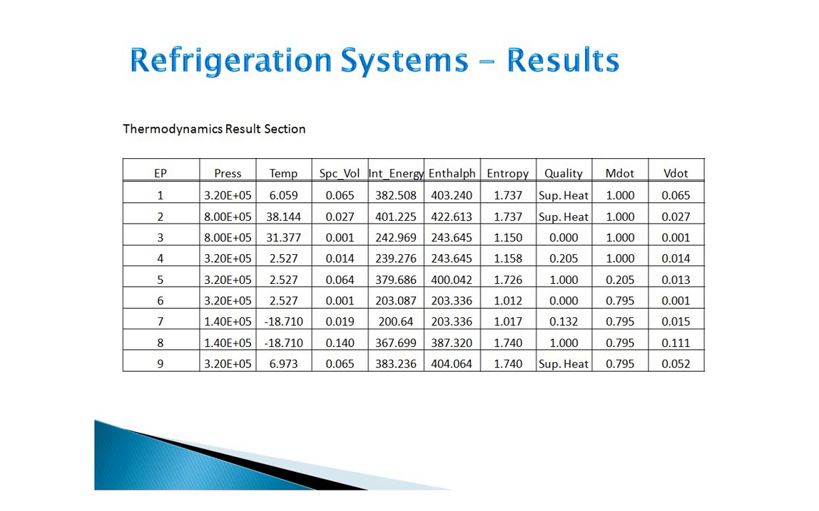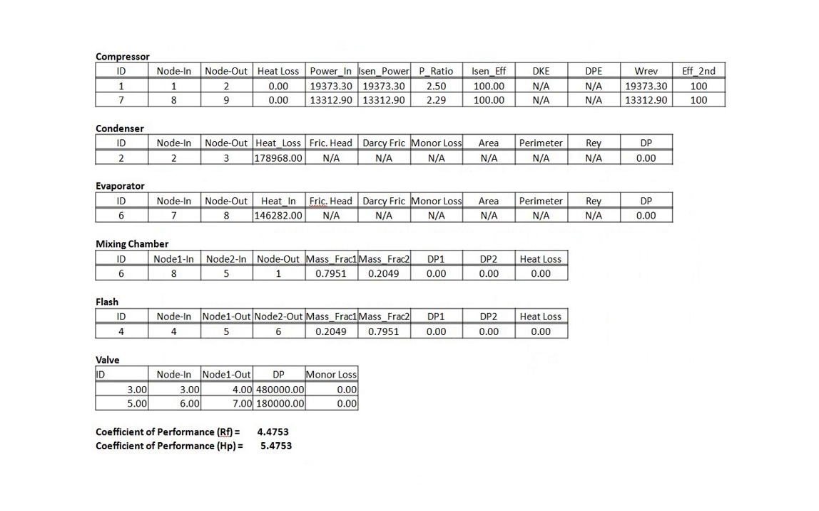To view the component results, you can move down in the out file to the components section. Now here we are looking at the detailed results of the components. We have two compressors, a condenser, an evaporator, a mixing chamber, a flash chamber, and two valves. If you look at the results of the compressor, we can see the power in is displayed, which is the same as the isentropic power because we chose to have an efficiency of 100%. Kinetic energy and potential energy changes are not calculated because we chose to neglect them.